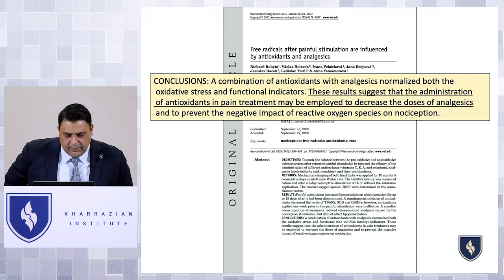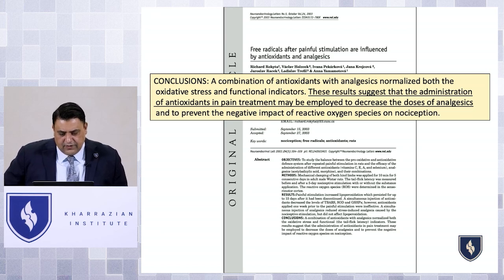So conclusion: a combination of antioxidants with analgesics normalized both oxidative stress and functional indicators. These results suggest that administration of antioxidants in pain treatments may be employed to decrease the dose of analgesics and to prevent negative impacts of reactive oxygen species and nociception.